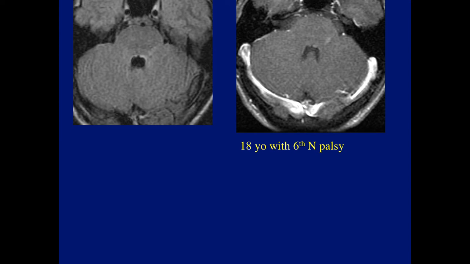An 18-year-old with a 6th nerve palsy. What is the possible etiology? Not mentioned so far.